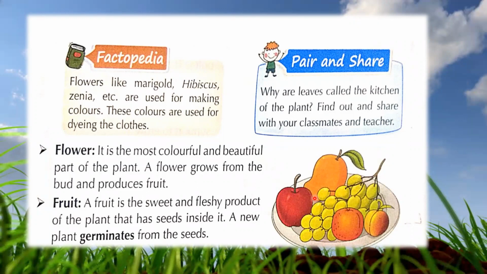And these natural colors are expensive. The colors we make in the factories are made by using chemicals, they are cheap colors and harmful also. But the colors which are made from flowers, they are natural colors and they are not harmful at all. Pear and shea. Why are leaves called the kitchen of the plant?